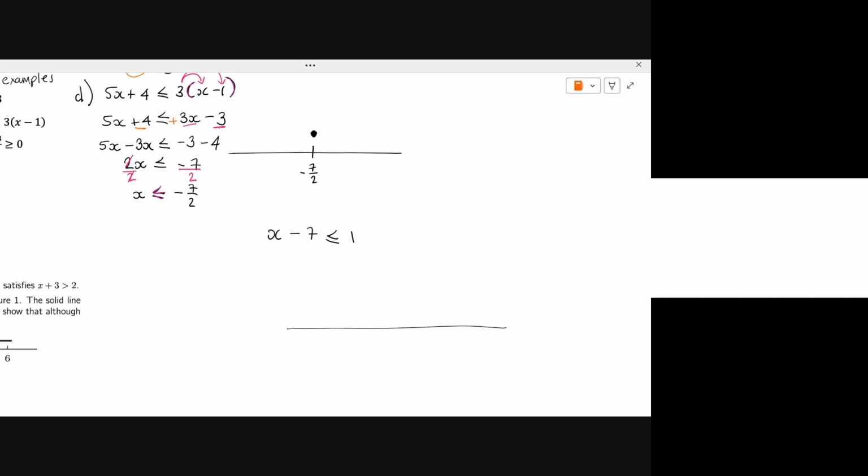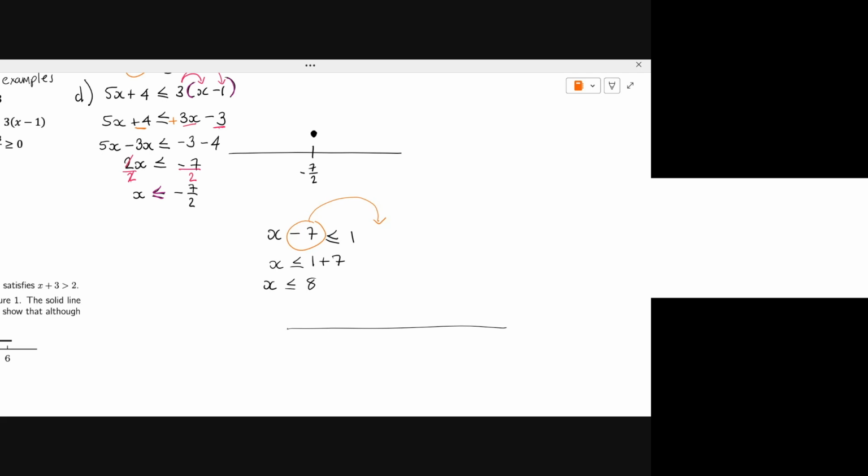Eight. Good. Very simple. Right. I want x on its own, so I'm going to take -7 over to that side, and it's going to become +7. So I'll get x is greater than or equal to 1 plus 7. So x is less than or equal to 8.